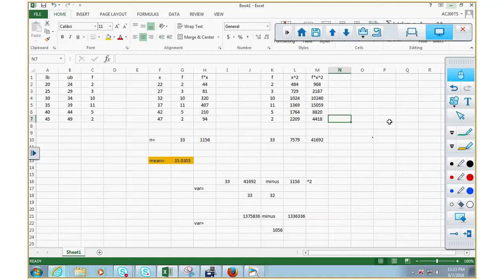I'll give you this. The mean is 35. You take the summation of f times x and put it over n. So 1156 over 33.